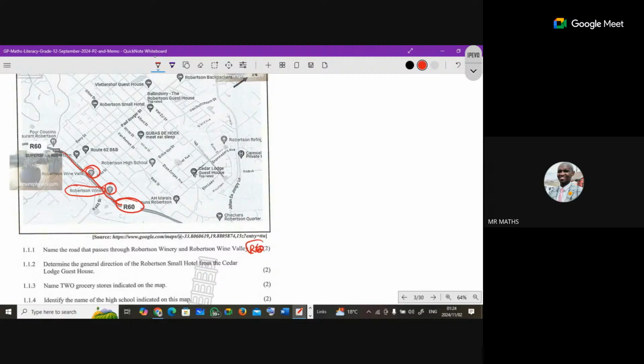1.1.2. They are saying now, determine the general direction of the Robertson Small Hotel from the Cinder Lounge Guest House. So from the Cinder Lounge Guest House, that's our starting point, our point of reference. Where is the Cinder Lounge Guest House? This is the Cinder Lounge Guest House. So we are moving from here to where? Moving to Robertson Small Hotel. Where is Robertson Small Hotel? This is Robertson Small Hotel.